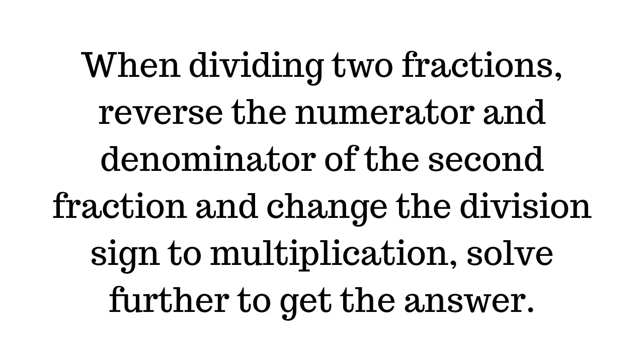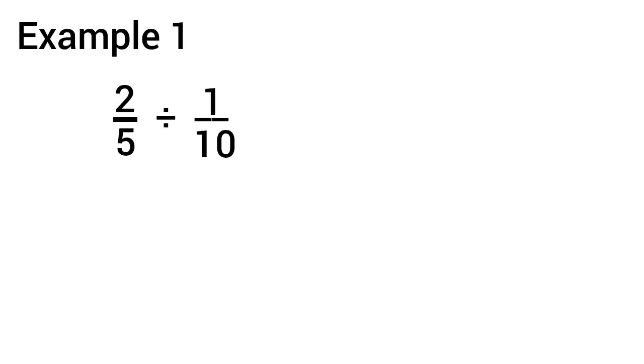Let's look at the following examples. Example 1. 2 over 5 divided by 1 over 10. So we will look at the second fraction, reverse the second fraction. 10 will go up, 1 will come down, and the sign will change from division to times. So we will have 2 over 5 times 10 over 1.